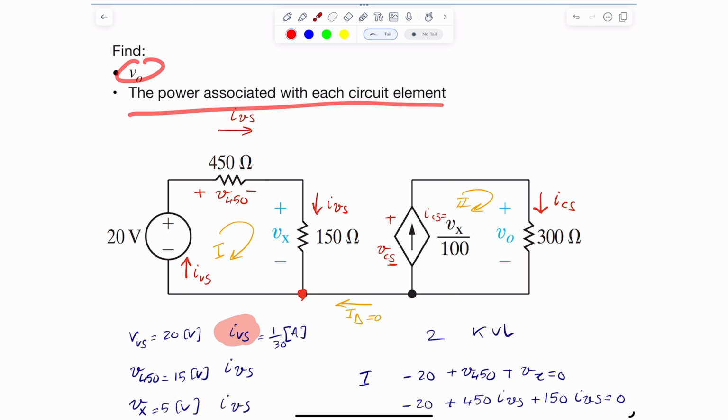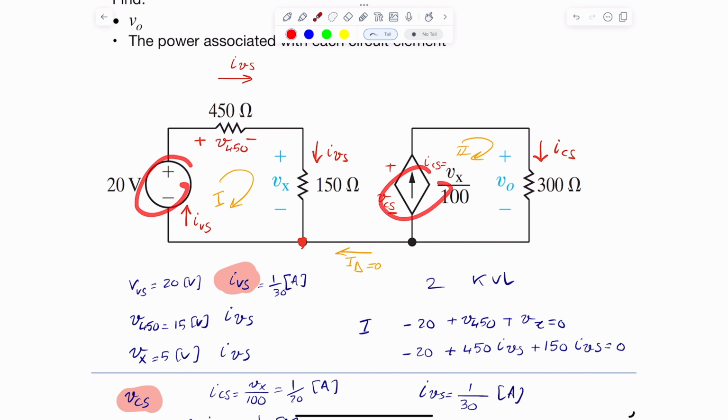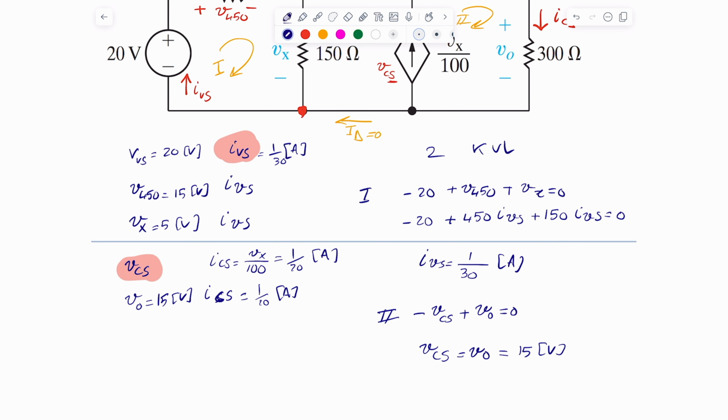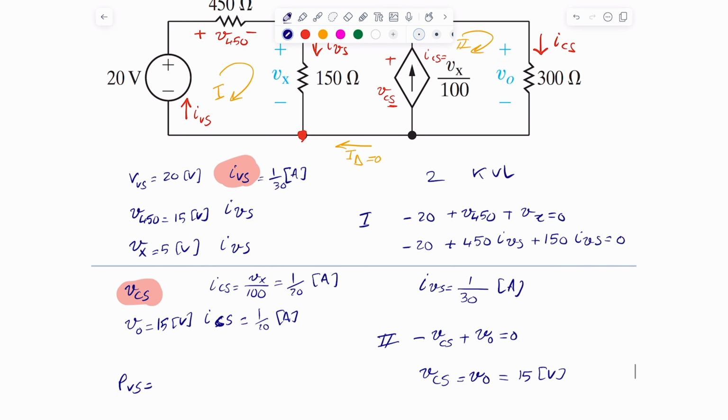What about the power associated with each circuit element? For the sources, we need to use P equals I times V, and for the resistors, we have options. Let's figure them out one at a time. For the voltage source, P voltage source, the current is hitting the negative first. So it's negative I V of s, which is 1 divided by 30, which we computed, times 20, which is simply negative 2 divided by 3 watts. It's generating power because it's negative.